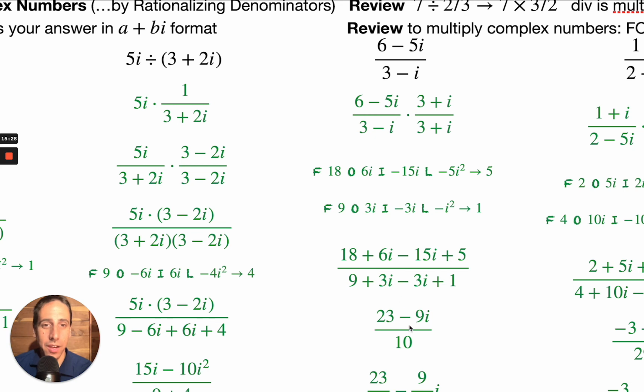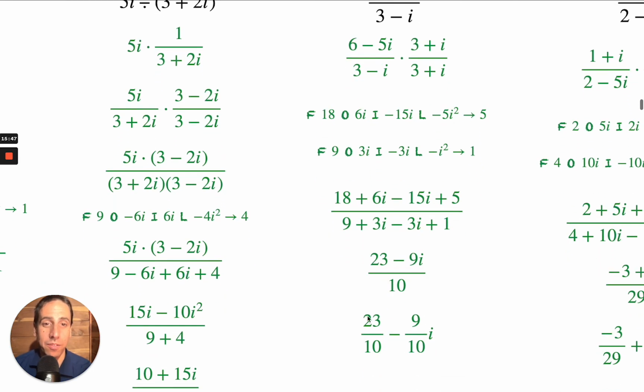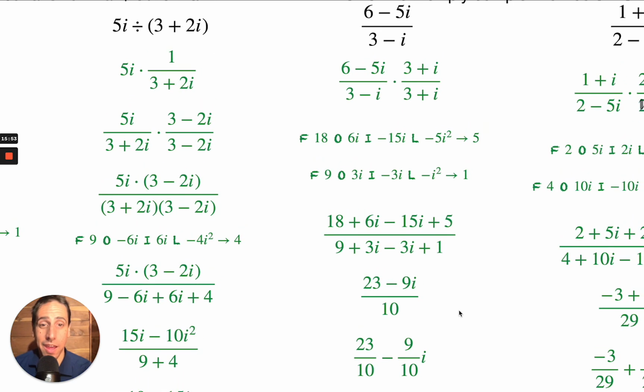Now, the i's are not going to cancel in the numerator, because 18 plus 5 is 23, and 6 minus 15 is negative 9. So it's 23 minus 9i. But in the denominator, yes, 3i minus 3i cancel. We got 9 plus 1 is 10. And that's pretty awesome, because we have 23 over 10 minus 9 over 10i. A plus bi format.